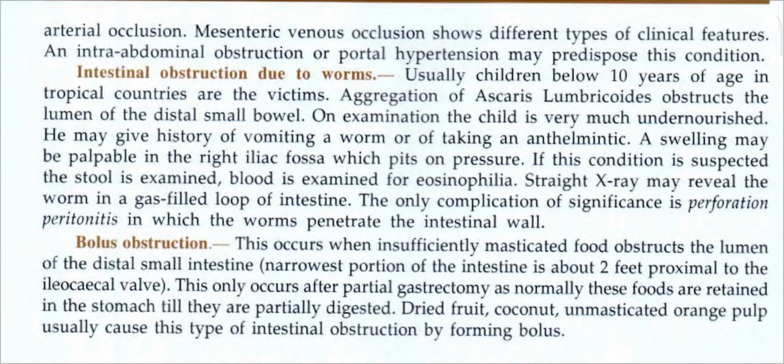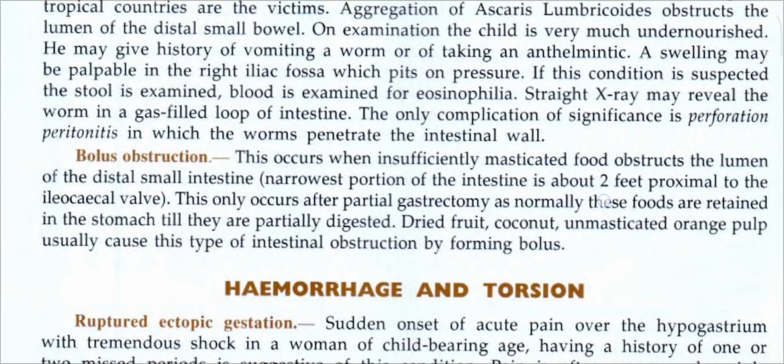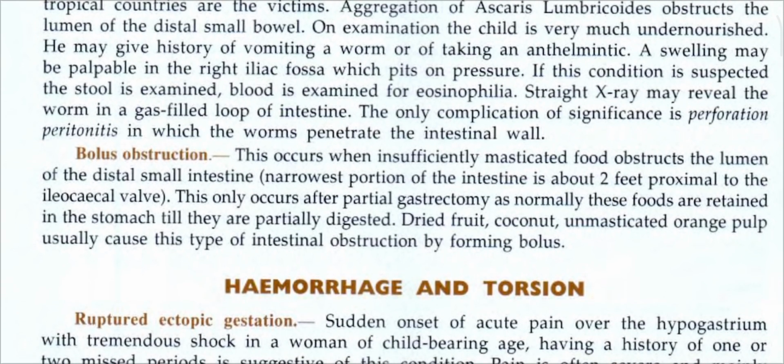A swelling may be palpable in the right iliac fossa which recedes on pressure. If this condition is suspected, the stool is examined and blood is examined for eosinophilia. Straight X-ray may reveal the worms in the gas-filled loops of intestine. The only complication of significance is perforation peritonitis, in which the worms penetrate the intestinal wall.